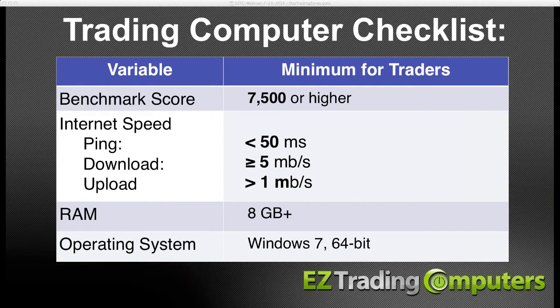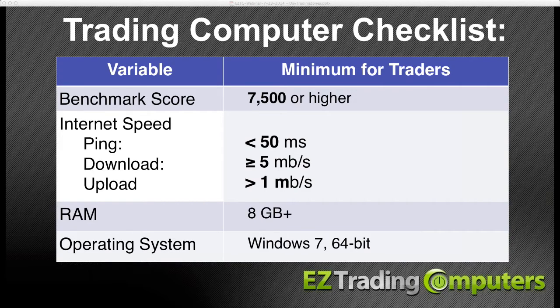Next is the amount of RAM you have installed. 8 gigabytes is really the minimum for traders these days. Absolute minimum for traders. It used to be just 4, but as trading platforms have become more robust, as we tend to multitask and run multiple applications simultaneously, for example, GoToWebinar while we're trading, or some other major application, or multiple trading platforms, there becomes a need for more and more RAM.